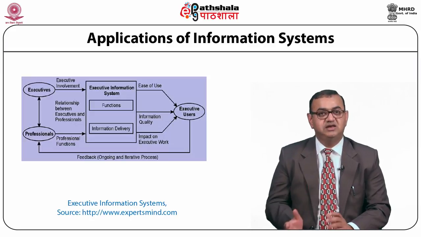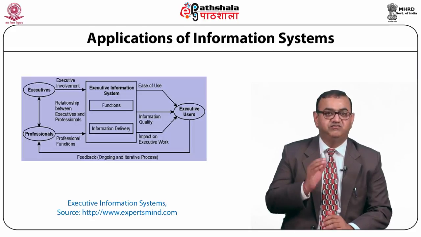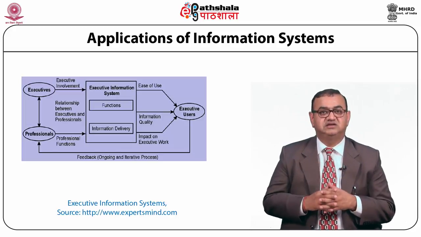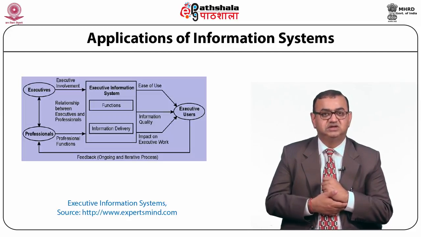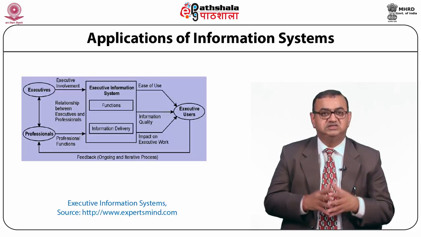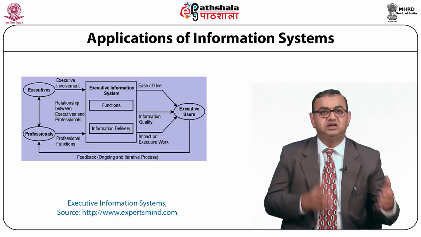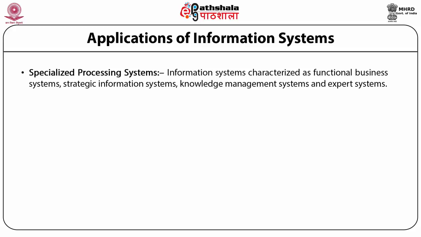Information systems that combine many of the features of DSS and MIS. Here, the information is presented, customized to the preferences and the needs of executives using the systems, such as graphical user interface, graphical displays, exception reporting, trend analysis, ability to pull out reports and display related information at the lowest level of detail. Specialized processing systems, information systems characterized as functional business systems, strategic information systems, knowledge management systems, and expert systems.